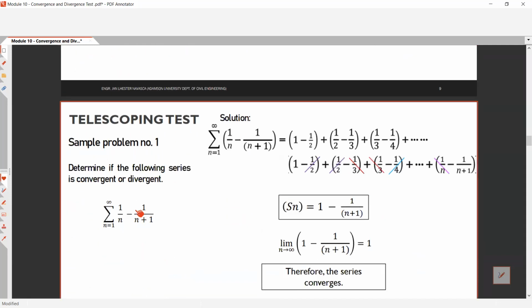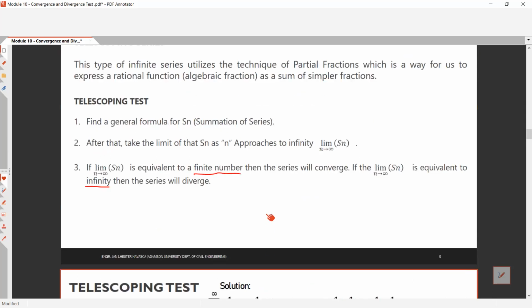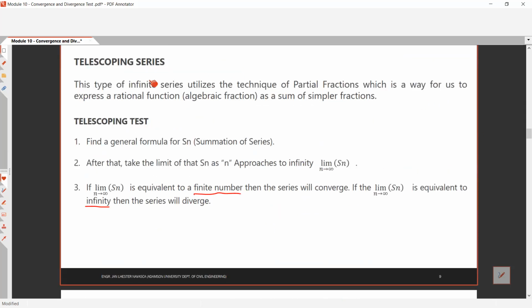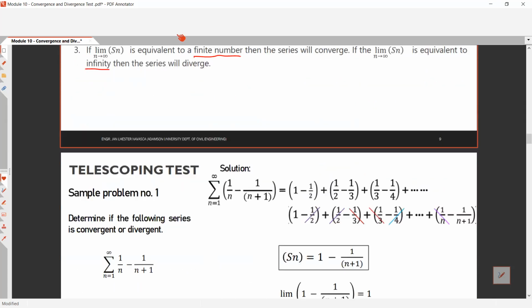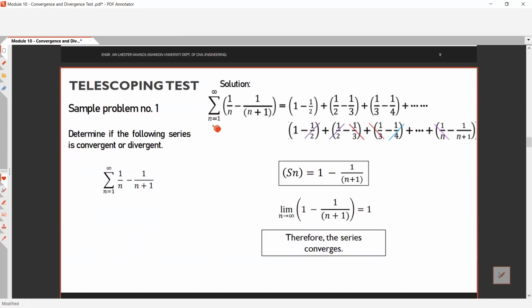So kapag may nakita kayong gantong itsura, in order for us to tell that we will be using telescoping test, the technique of partial fractions is much simpler to express the rational function. Since naka-fraction siya in two terms, it is much better if we use telescoping test. Okay, so paano ba to?